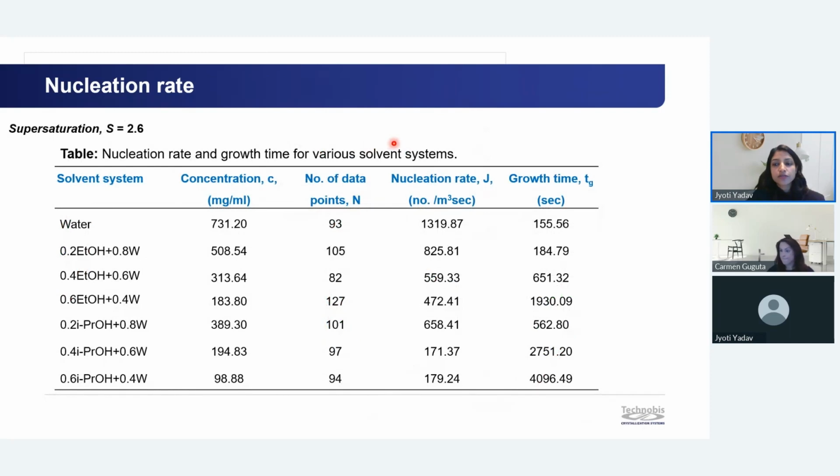To see the effect of solvent system on nucleation rate, this is a comparison at one supersaturation. The nucleation rate J decreases with increase in alcohol composition. Here, from pure water to increasing concentration of ethanol, the nucleation rate decreases, and the growth time increases with increase in the alcohol composition, similarly for water-ethanol and water-isopropanol solvent systems.